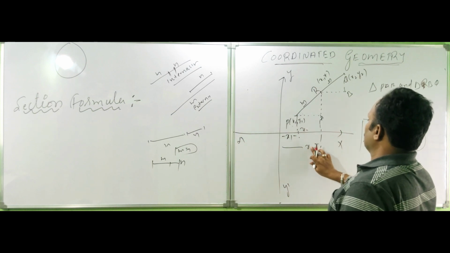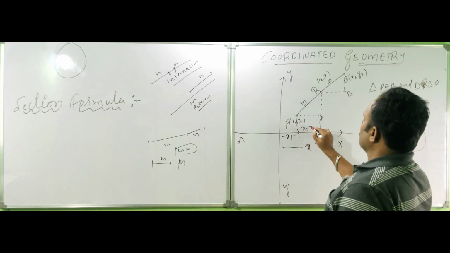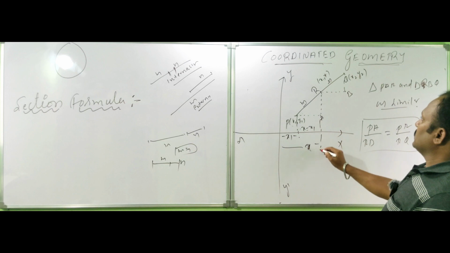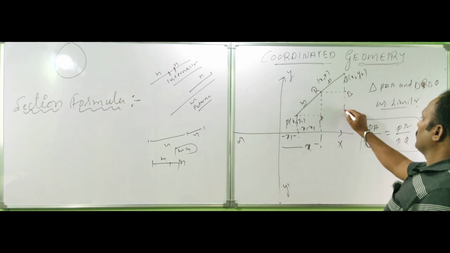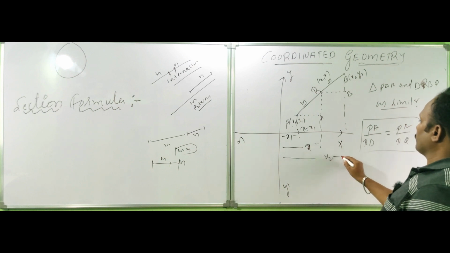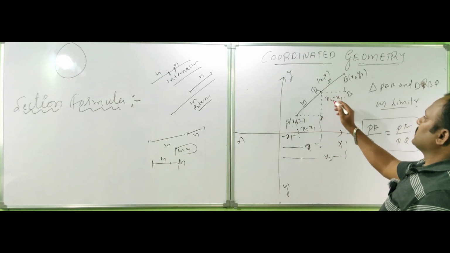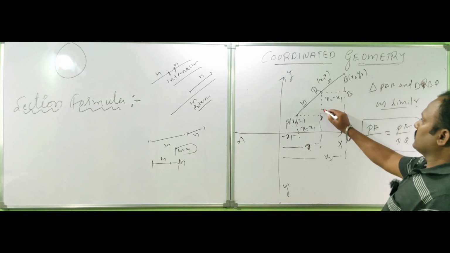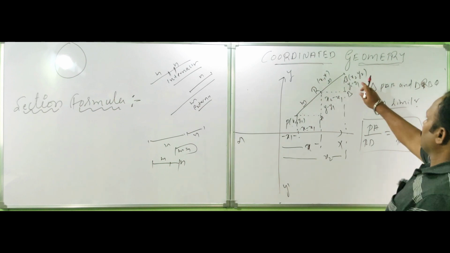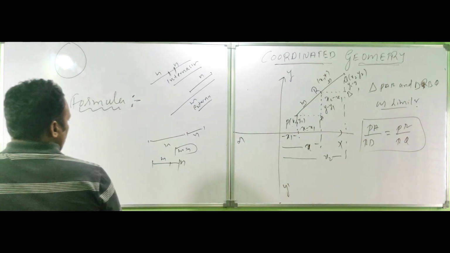This is x, okay? This point x, this becomes x minus x1. Similarly, this is x and this goes up to x2. This line becomes x2 minus x. Similarly, this becomes y minus y1 and y2 minus y. So let's derive the formula.